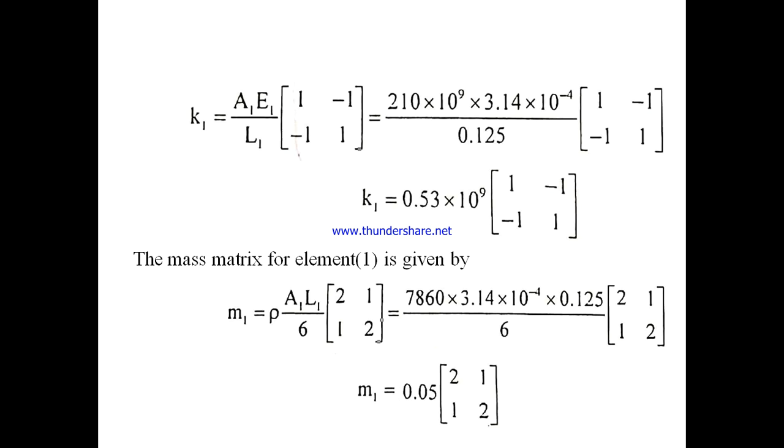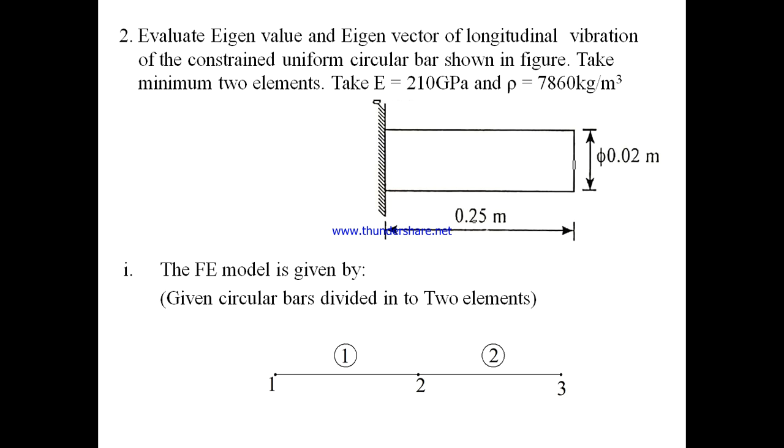Evaluate eigenvalues and eigenvectors of longitudinal vibration of the constrained uniform circular bar shown in figure. Take minimum two elements. So he is saying to consider the single bar into two parts. He has given the Young's modulus and rho, density of the material. He has given the length and he has given the diameter. Okay, so the FE model is given by, it's a circular bar divided into two parts.